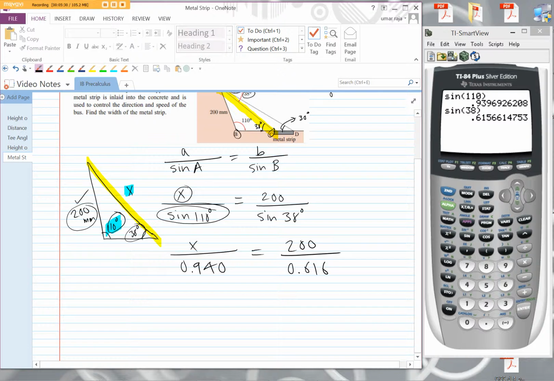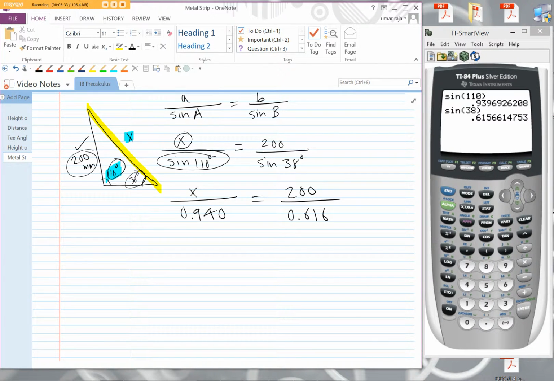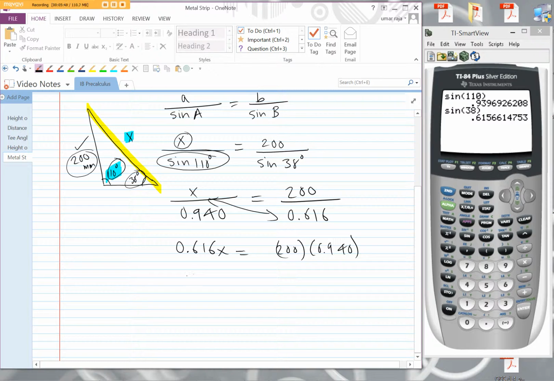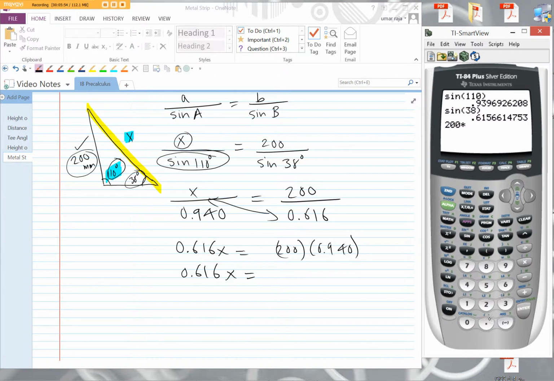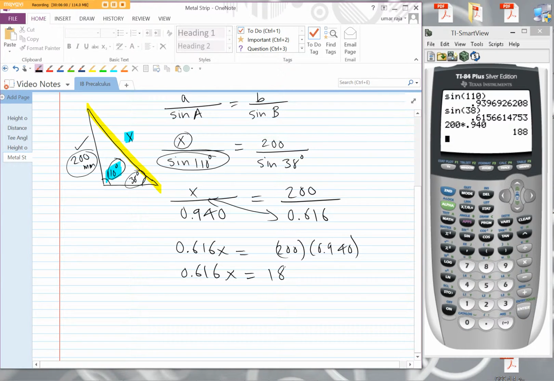That's going to give you 0.616. Alright guys, at this point, the way that you're going to solve for x is you're going to need to cross multiply. So we're going to take the x and multiply it with 0.616, and that's going to be equal to 200 times 0.940. So let's write the right-hand side of that equation out: 200 times 0.940. Press the enter key and you get 188.